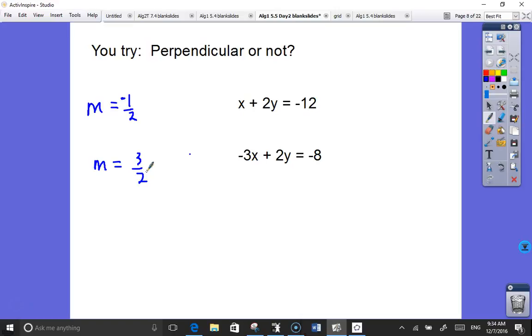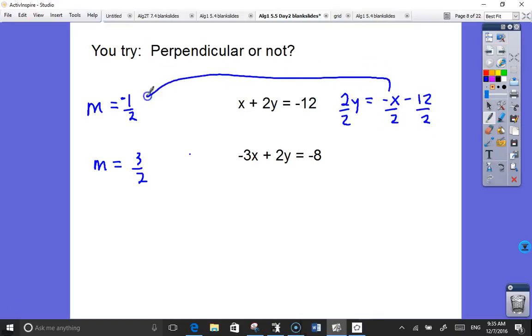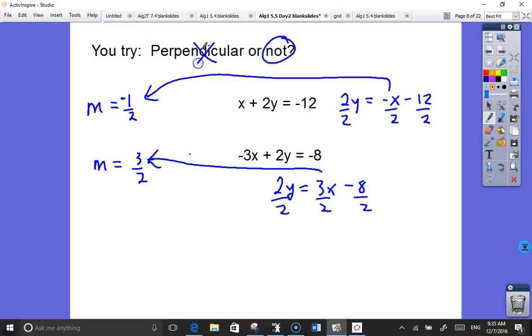No. Again, if you solve them, you should have gotten 2y equals negative x plus or minus 12. Divide by 2, divide by 2, right? So that's why this slope is negative 1/2, right? This one, 2y equals positive 3x minus 8, divide by 2, divide by 2, divide by 2. So that's why this slope is 3/2. So they're not opposite reciprocals.